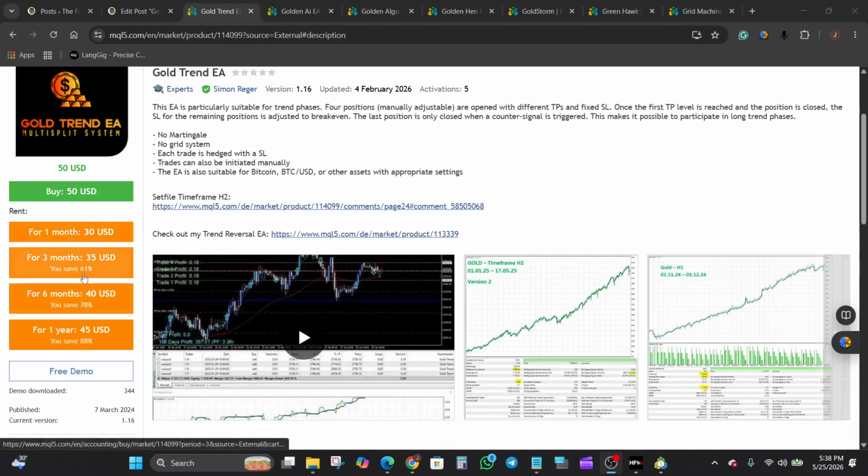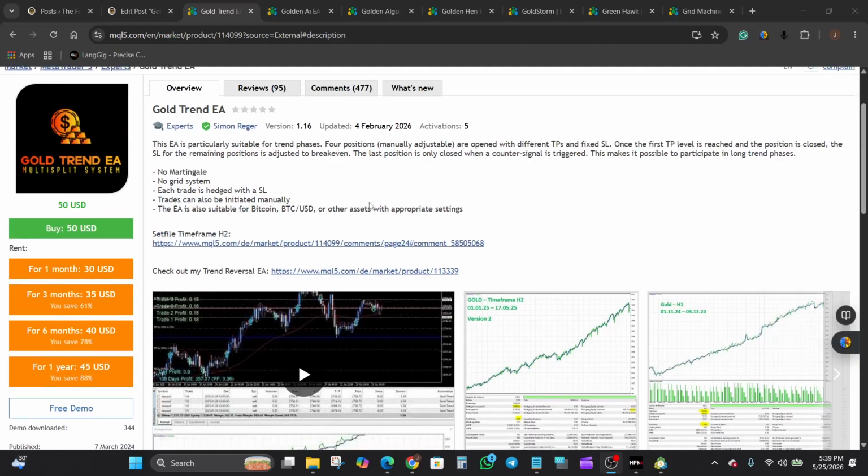as you can see here, the rental options, 1 month is going for $30, 3 months is going for $35, 6 months is going for $40, and 1 year is going for $45. So back to what we are talking about with respect to the description, the idea here is not random trading, but rather trying to participate in longer directional market moves.